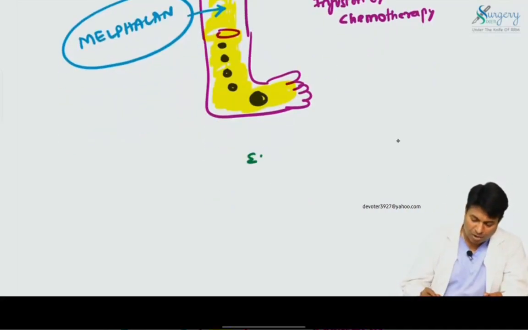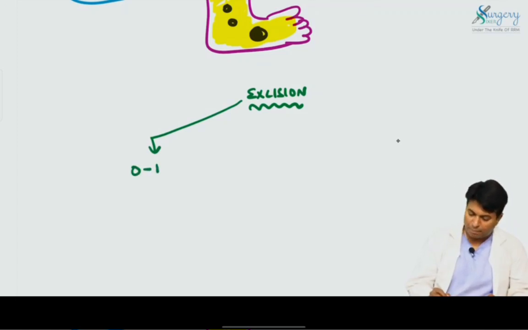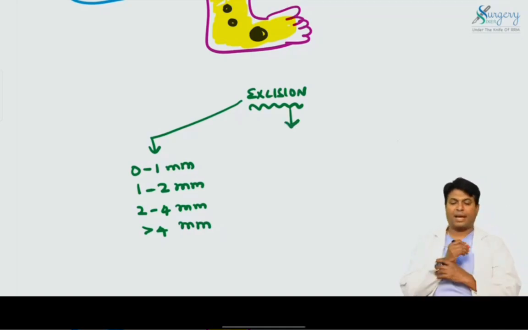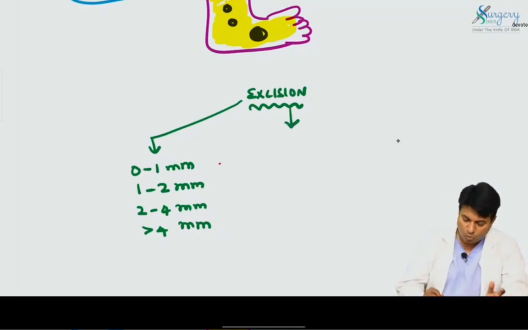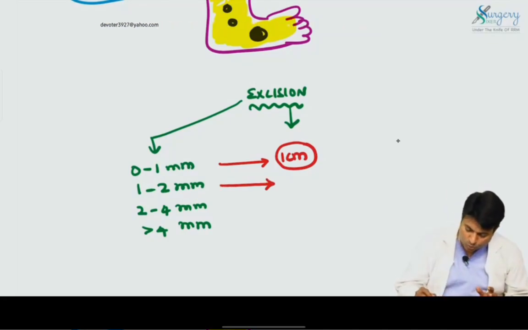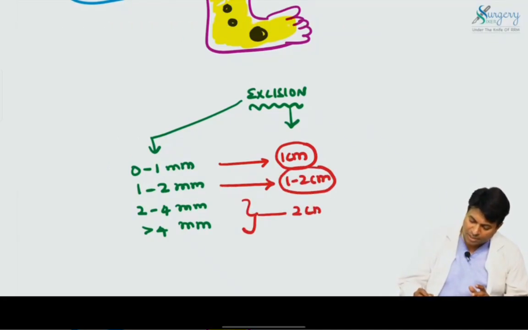So coming to the excision margin from the latest NCCN guidelines. Excision margin for patients: if the lesion is 0 to 1 millimeter thick, 1 to 2 millimeter thick, 2 to 4 millimeter thick, or more than 4 millimeter thick, let us have the margins now. The margins according to NCCN guidelines: 0 to 1 millimeter tumors will need 1 centimeter margin. 1 to 2 will need 1 to 2 centimeter margin. 2 to 4 millimeter or more than 4 millimeter patients, we should have at least 2 centimeter margin.